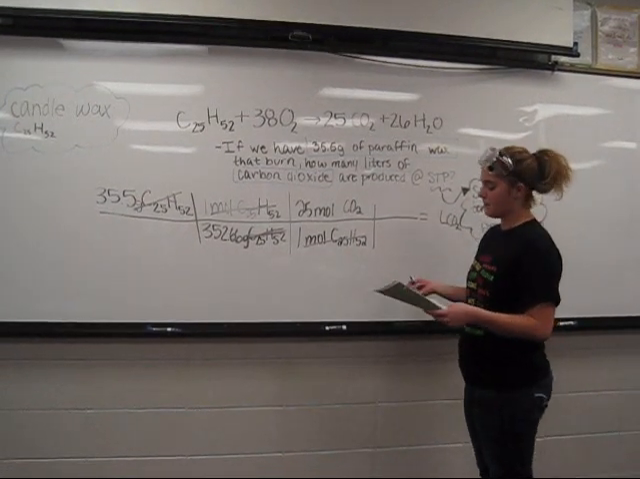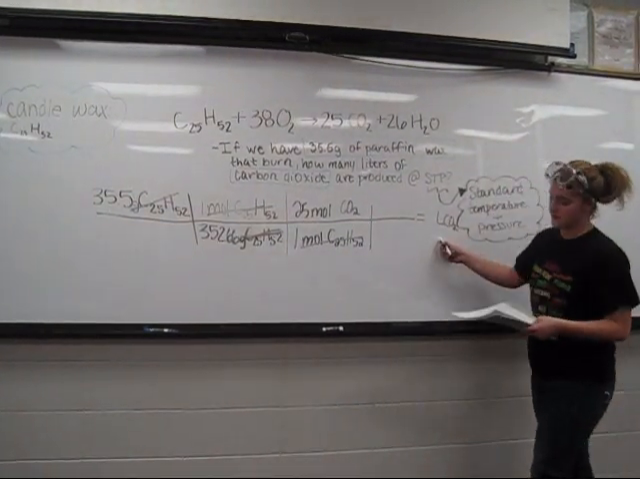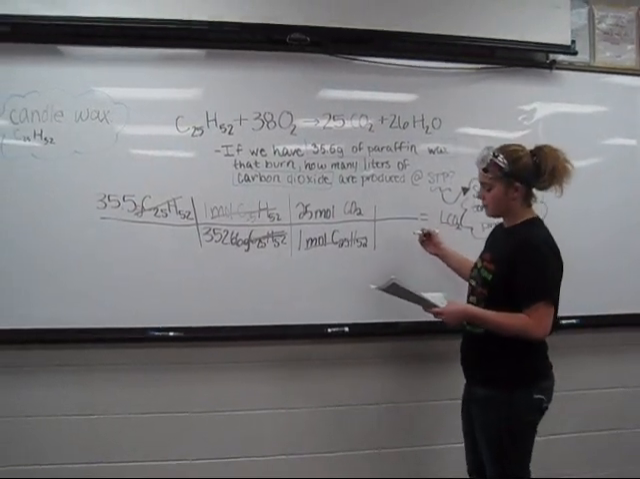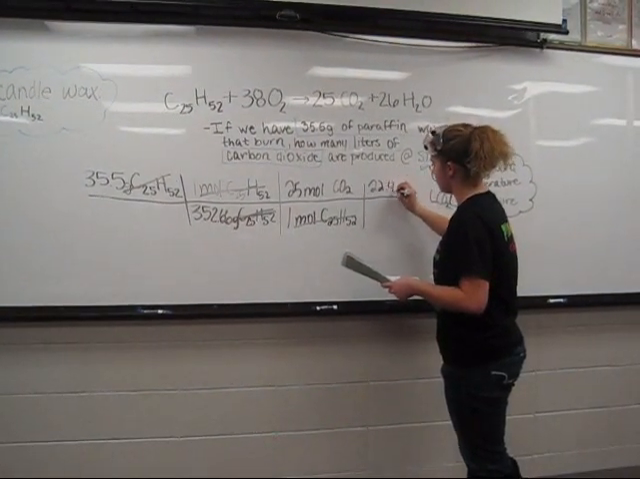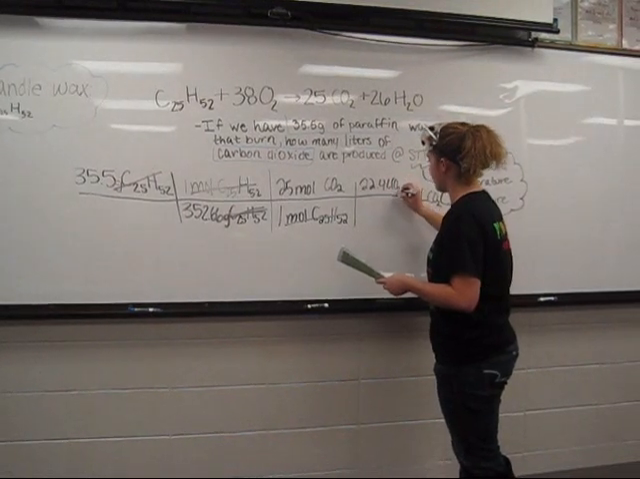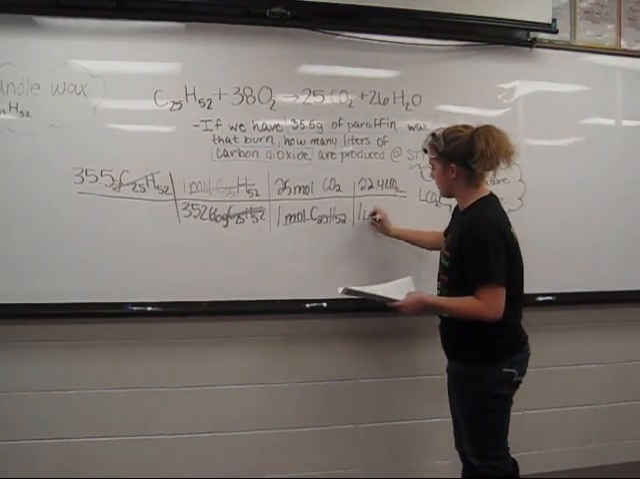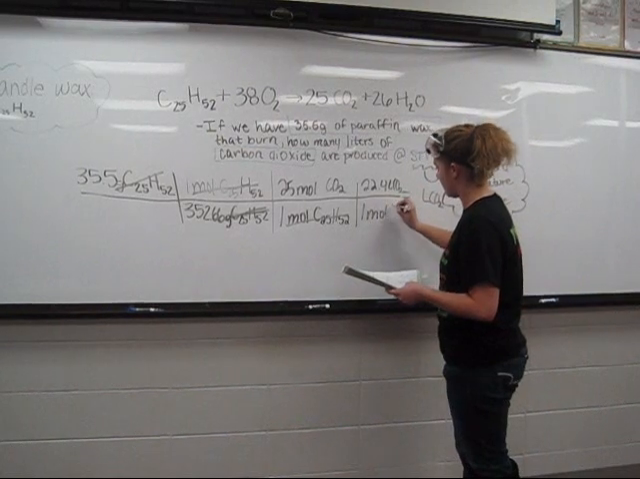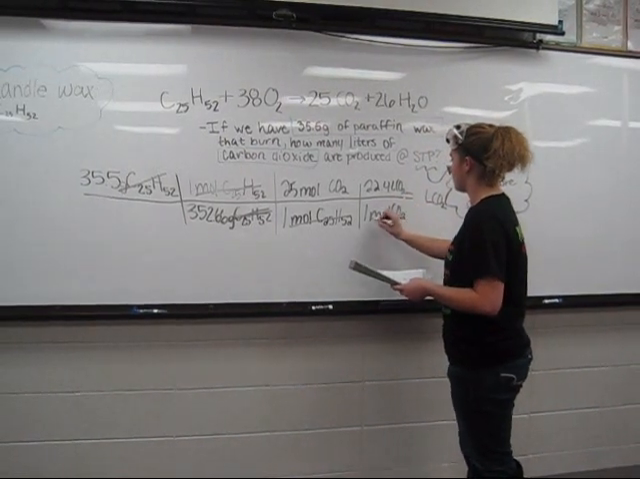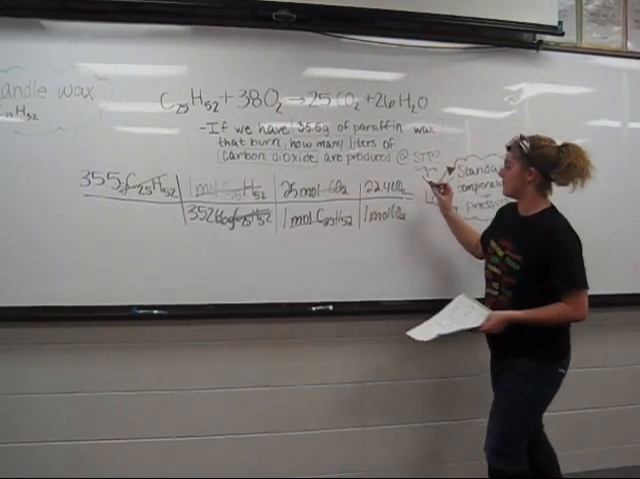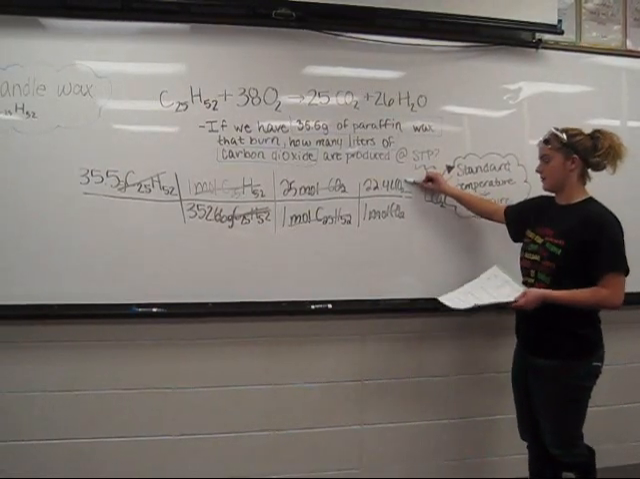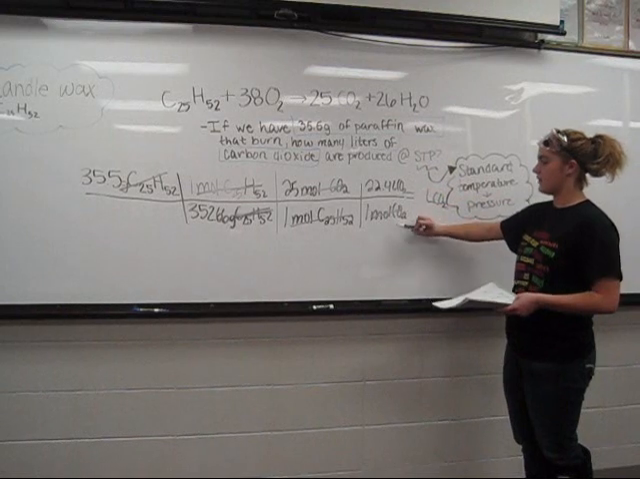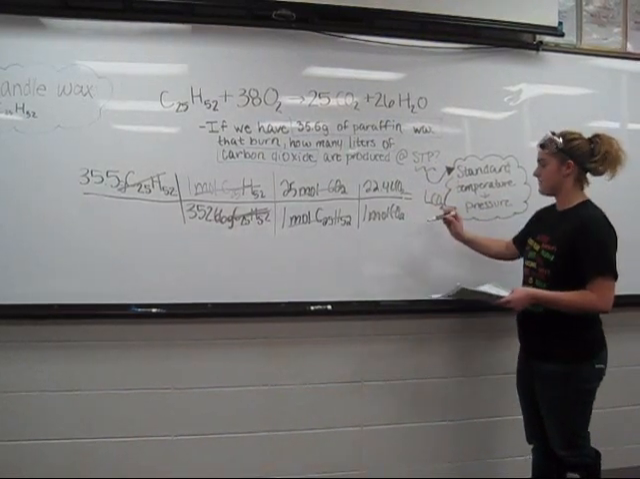Now for the last step, we have to get liters. So we have to use 22.4 liters carbon dioxide over 1 mole of carbon dioxide. This is the standard unit for liters for all molar equations, and it's always over 1 mole of that substance.